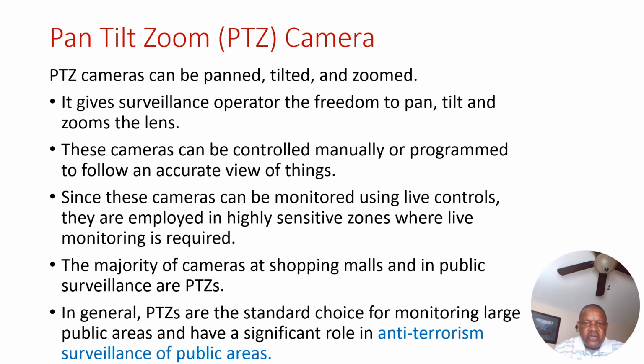Since these cameras can be monitored using the live controls, they are employed in highly sensitive zones where live monitoring is required. Critical national infrastructure facilities. This is where you'll highly find this type of cameras. And as a security professional, you have to know what is a critical national infrastructure facility. For example, the defense headquarters, the international airports, even domestic airports, they are very critical to the operation of the republic. And also even power generation units or installations or locations. These are what we call critical national facilities.